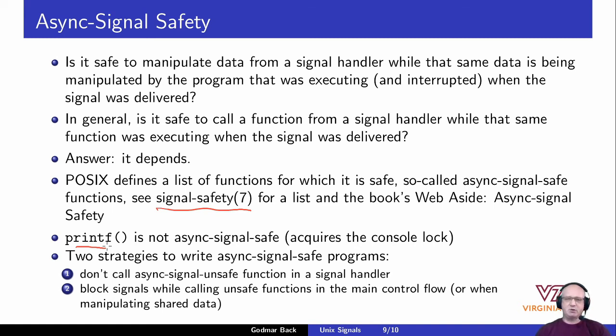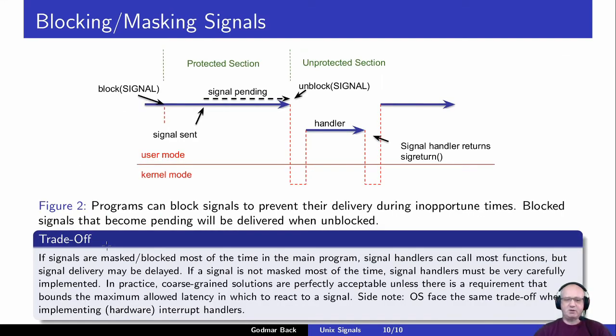It is possible to block, we say block, a signal while calling these unsafe functions or while manipulating shared data in the main control flow. So let me show you what that looks like. Okay, so blocking is also sometimes referred to as masking a signal, and tells the operating system that now is not a good time to deliver this signal. Deliver the signal here means to call the signal handler function.